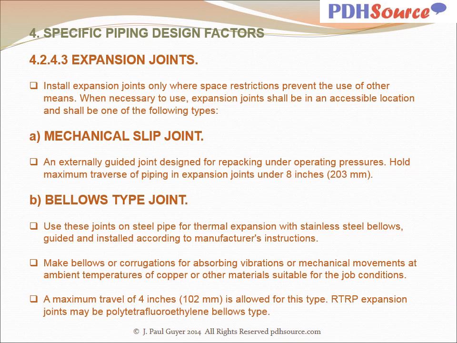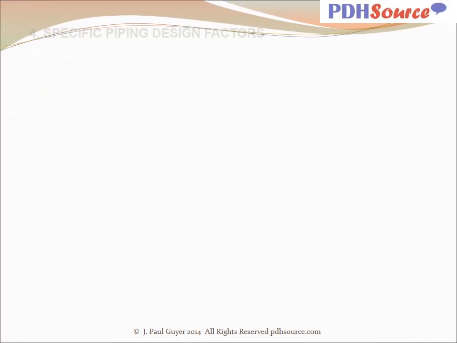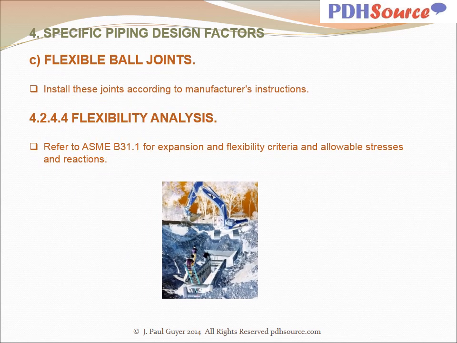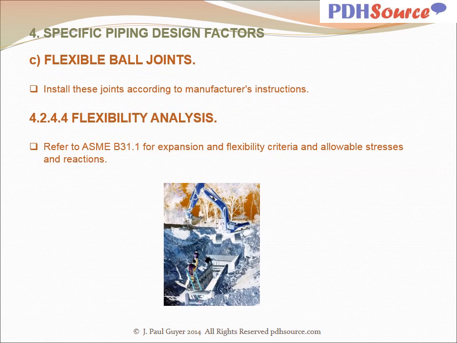Make bellows or corrugations for absorbing vibrations or mechanical movements at ambient temperatures of copper or other materials suitable for the job conditions. A maximum travel of 4 inches is allowed for this type. RTRP expansion joints may be polytetrafluoroethylene bellows type. Install flexible ball joints according to the manufacturer's instructions. Refer to ASME B31.1 for expansion and flexibility criteria and allowable stresses and reactions.